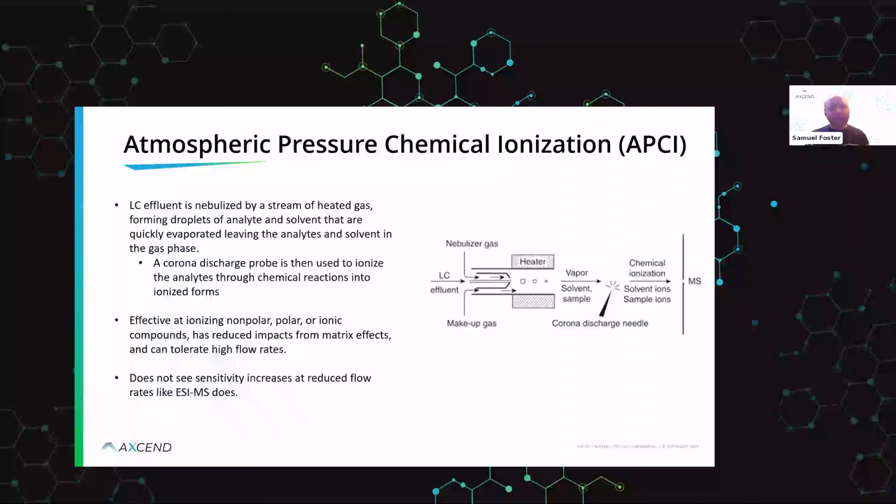Now, this is great at ionizing nonpolar, polar, or ionic compounds. You don't see many impacts from your matrix effects, and it can operate at very high flow rates. However, as we're going to get into, you typically don't see the same sensitivity gains that you would if you were working with something on the capillary scale at these lower flow rates.